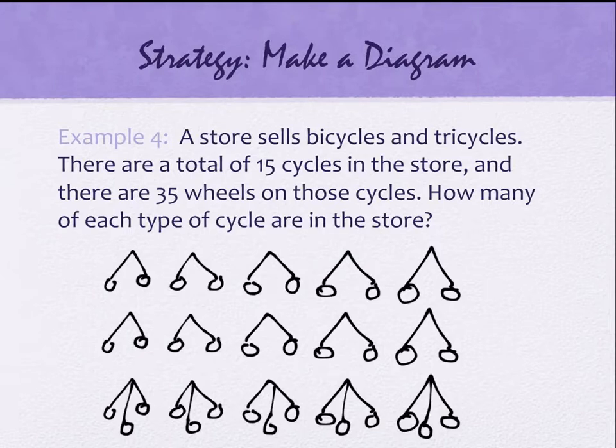I've seen this done before with chickens and cows and feet on a farm. There's so many feet on the farm. There's so many animals on the farm. There's only chickens and cows. How many chickens, how many cows are there? You do the same thing, right? You draw chickens because they all have 2 feet. And then you'd add 2 feet per animal to get your cow. Same idea. All right, let me write down my answer.